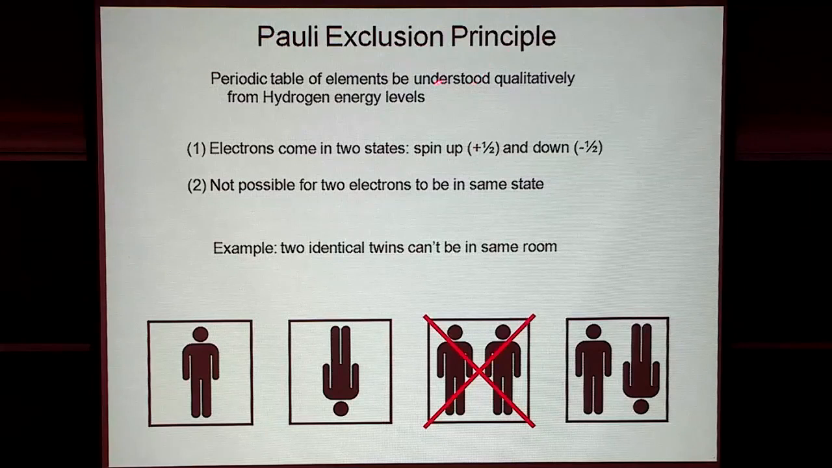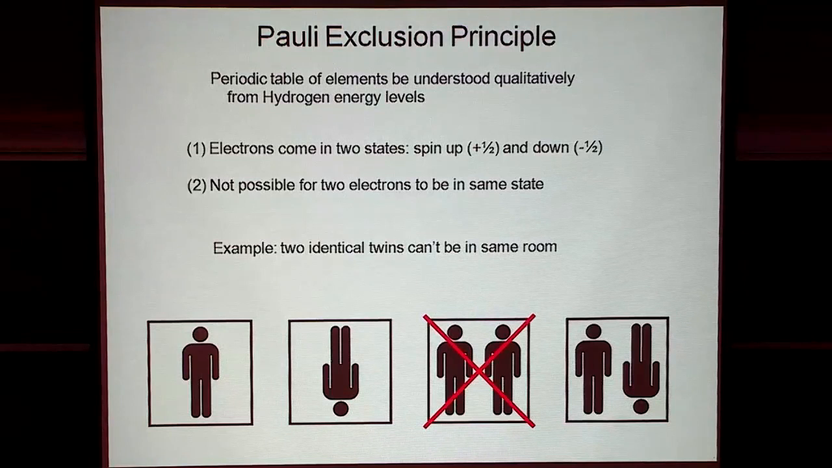This goes back to my little problem in high school, and I need to talk about the Pauli exclusion principle. The basic idea here is that electrons come in two states, spin up and spin down, where this point particle is somehow spinning around on its axis, either in the positive direction or the negative direction. And don't ask how a point particle spins. It just does. It's a property. And it has these two states.